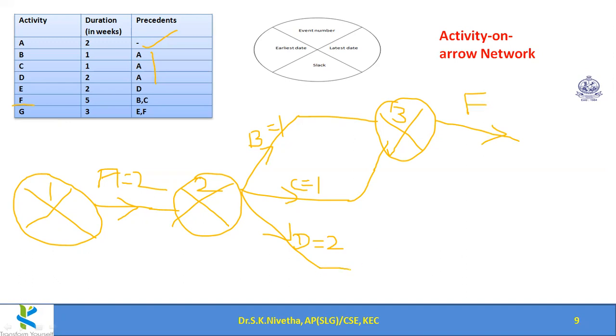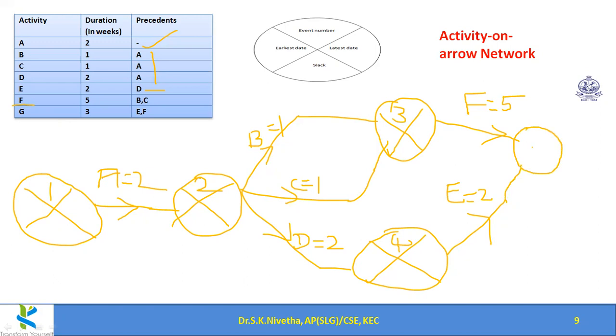When D is over, I am ending at another event. That event number is 4. From here, I can start E. So duration for E is 2. Duration for F is 5. When E and F are over, I'll be ending up in an event, that is event number 5. From that, I can start G.